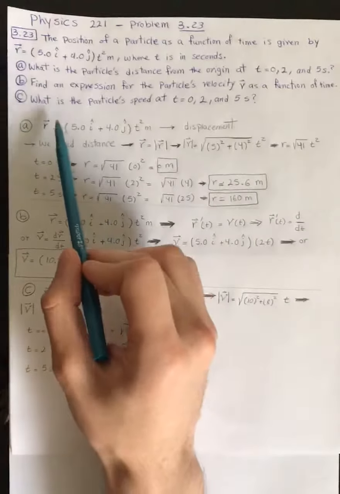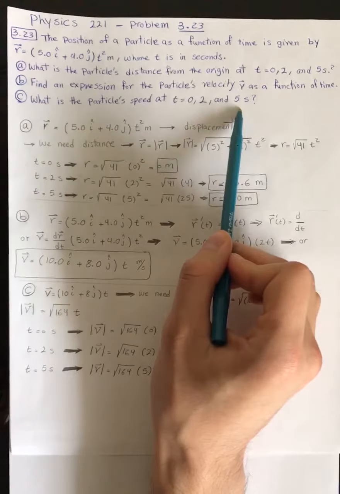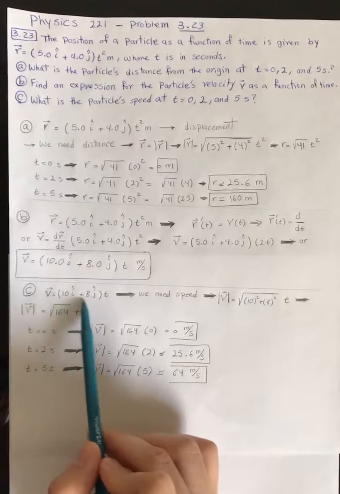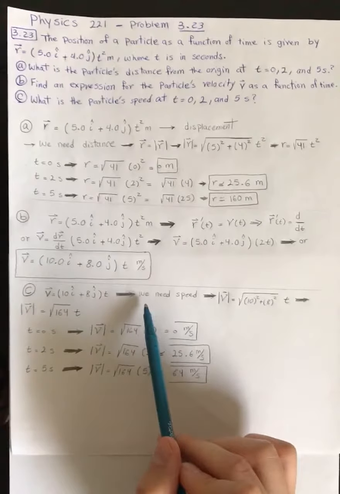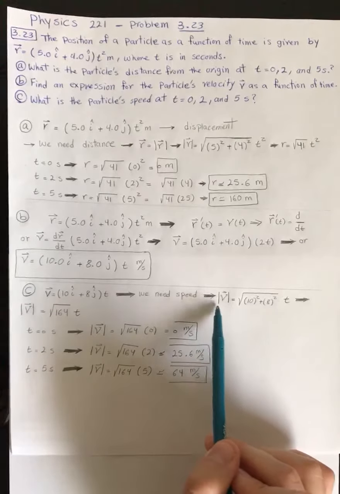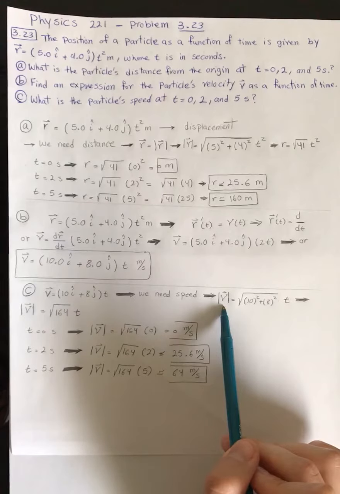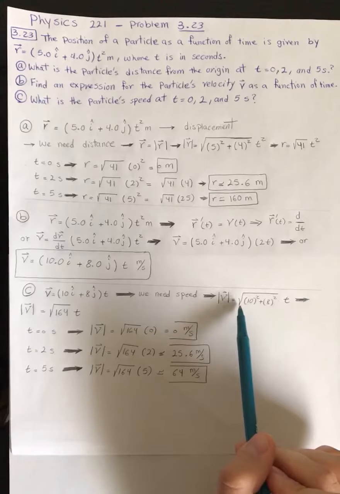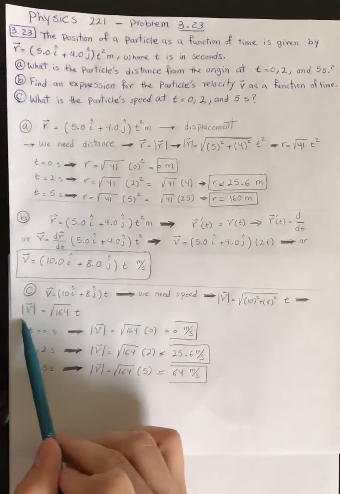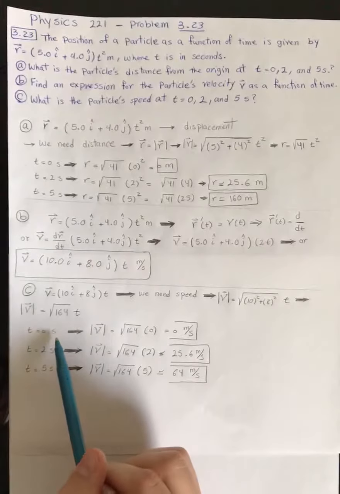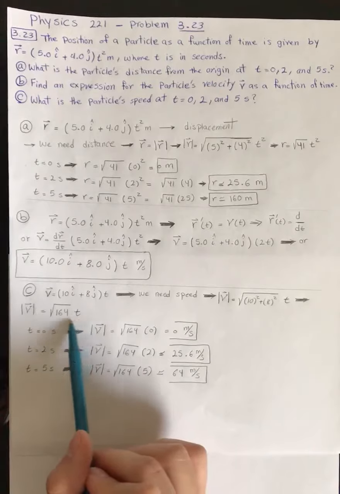For part C, we have to find the particle's speed at t equals 0, 2 and 5 seconds. So we have the velocity equation in terms of i and j again, and we need to find the speed. For finding the speed, we just need to get the magnitude of our velocity equation. So it's going to be the square root of 10 squared plus 8 squared, times t, which is the same as this one. For the final steps, it's just plugging our numbers into our speed equation.